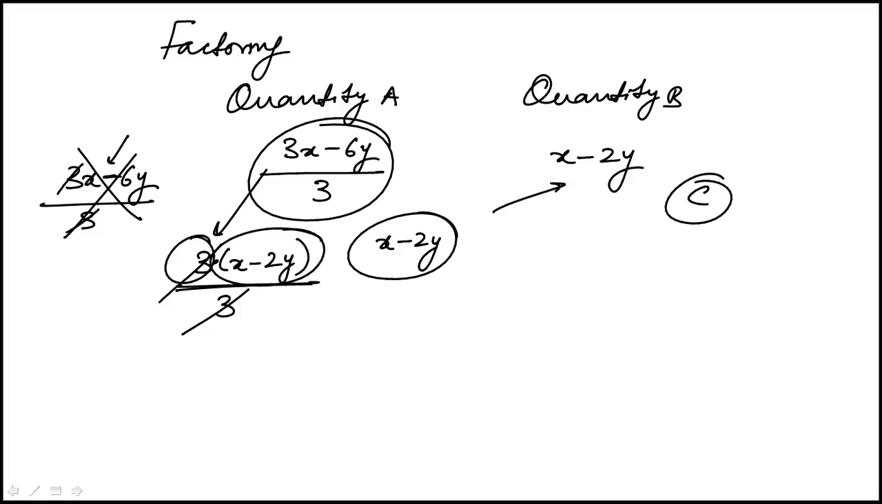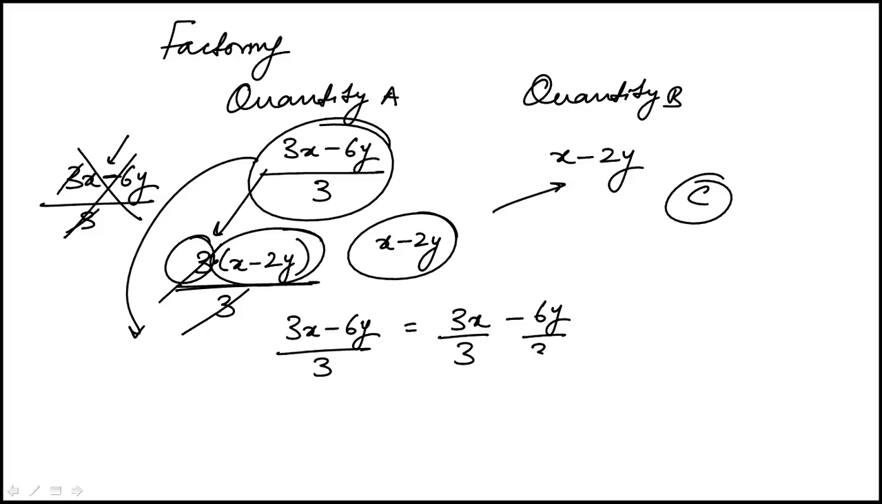The other approach with this expression to simplify is you can divide each term by 3. So that's equivalent, and this would give you x minus 2y. So you can take either approach, factor or divide each term by the term in the denominator. So keep an eye on these types of temptations.